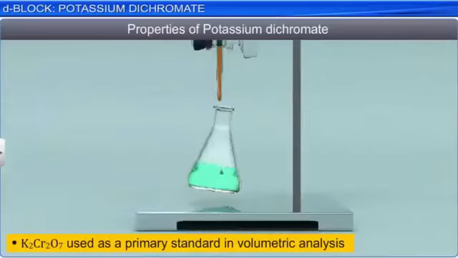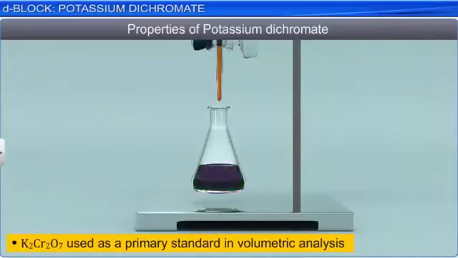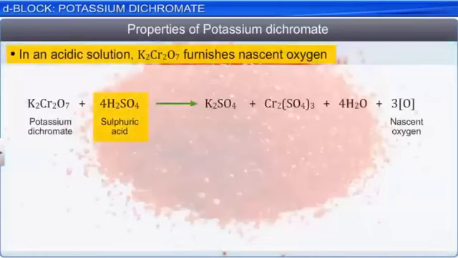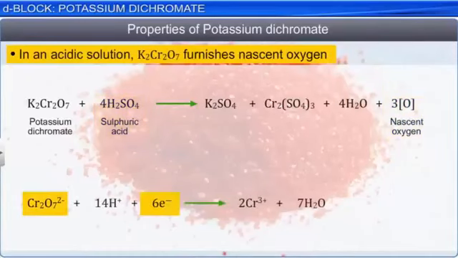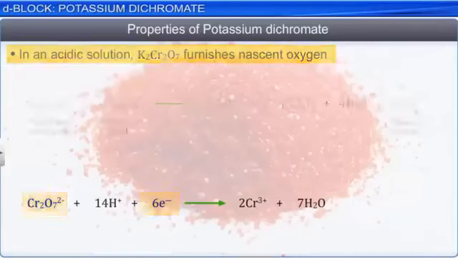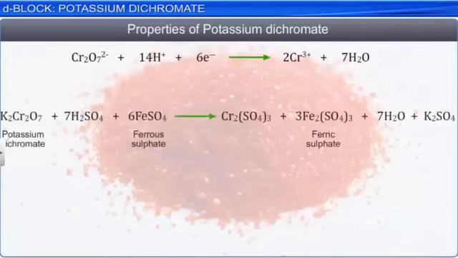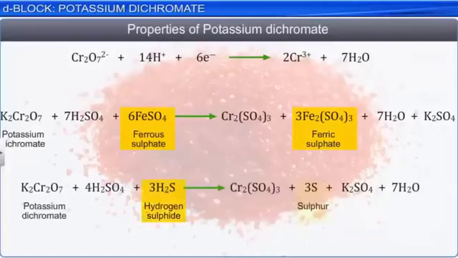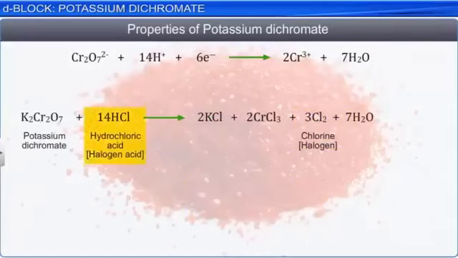In an acidic solution, potassium dichromate furnishes nascent oxygen. In other words, the dichromate ion accepts electrons and thus acts as an excellent oxidizing agent. For example, acidified potassium dichromate oxidizes ferrous sulfate to ferric sulfate, hydrogen sulfide to sulfur, halogen acids to halogens, and stannous salts to stannic salts. It also liberates iodine from potassium iodide.